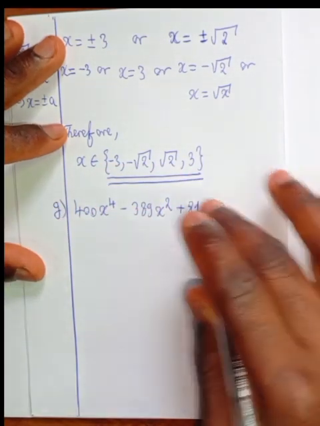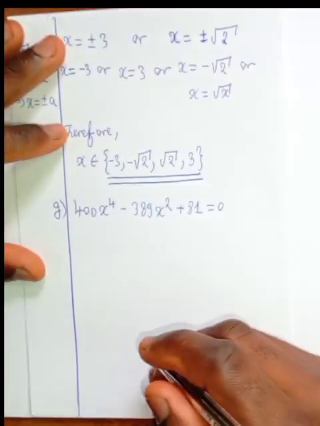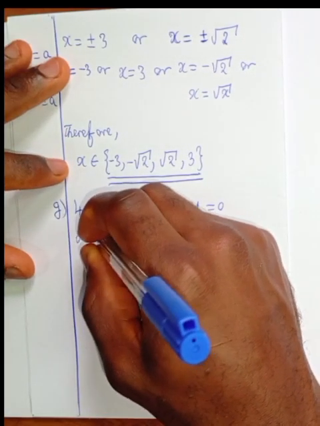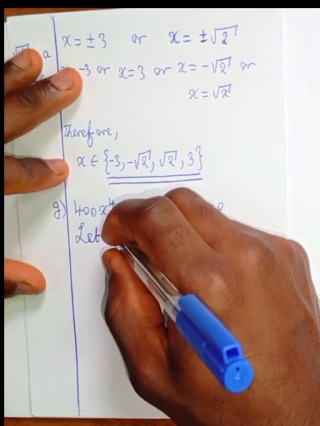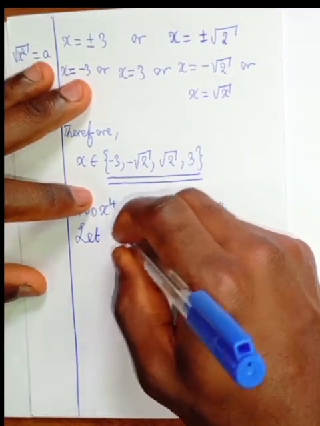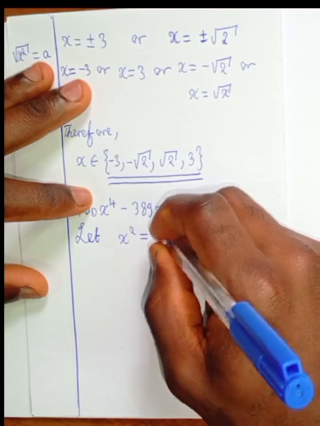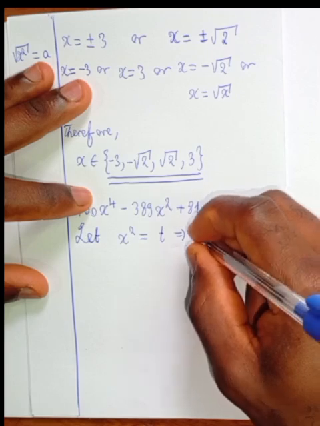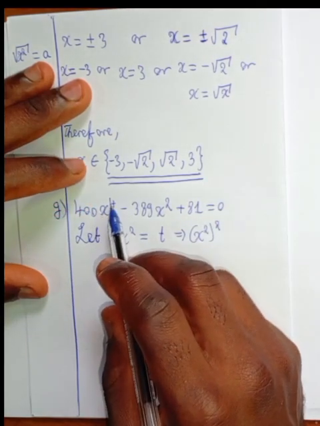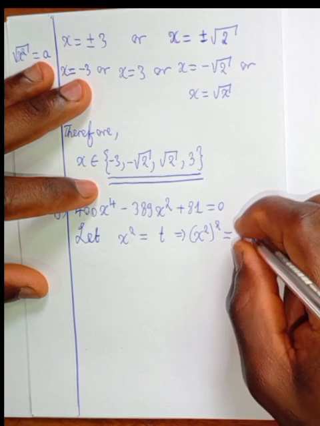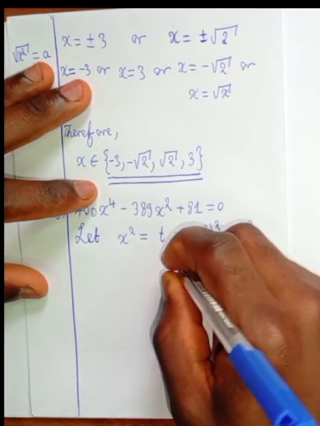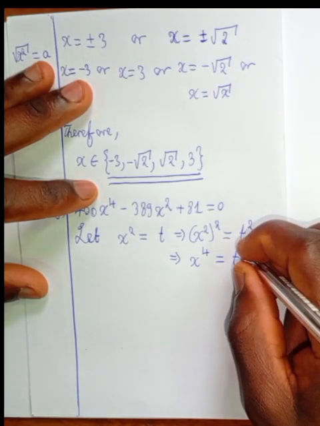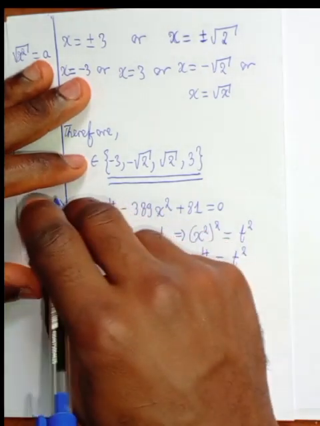For us to solve this problem, we are going to apply the same steps as in question F. We are going to start by saying let x squared be equal to t. If x squared is equal to t, then if we square both sides, we are squaring both sides because we need to get x to the power 4 in terms of t. Then x to the power 2 times 2 gives us 4 will be equal to t squared. We are going to replace it here.